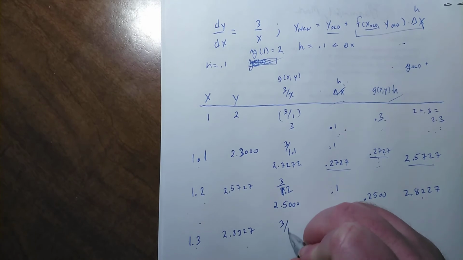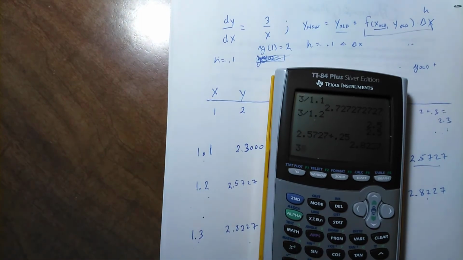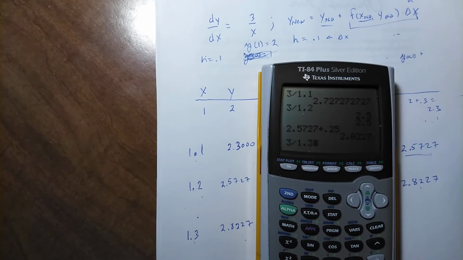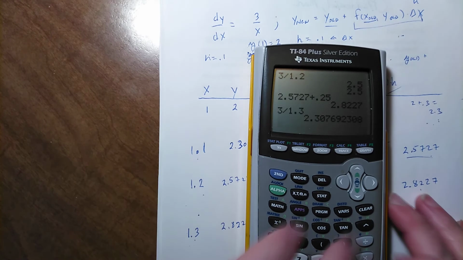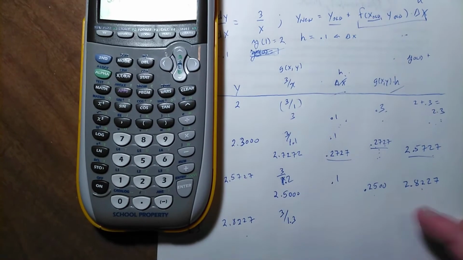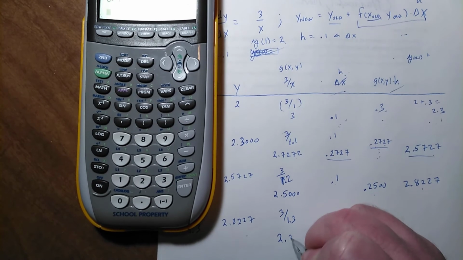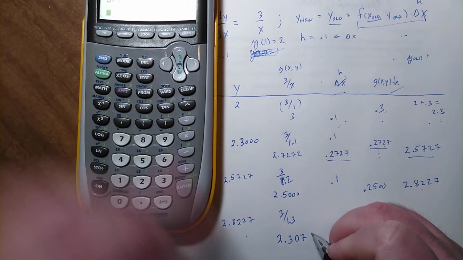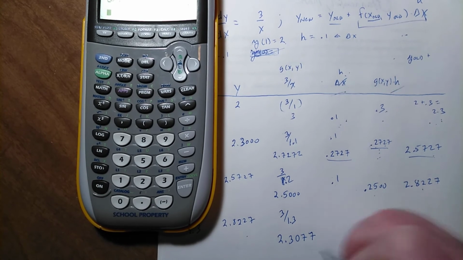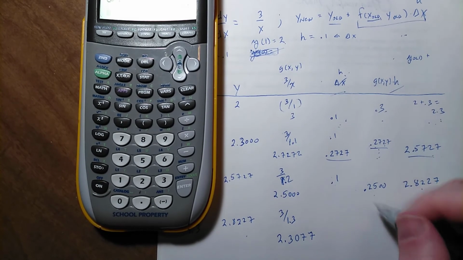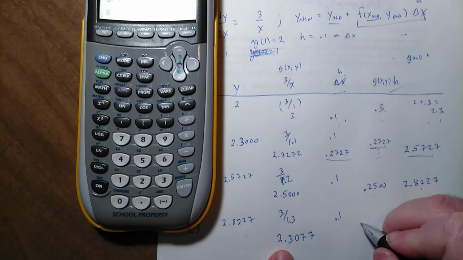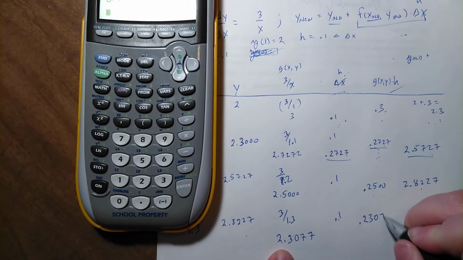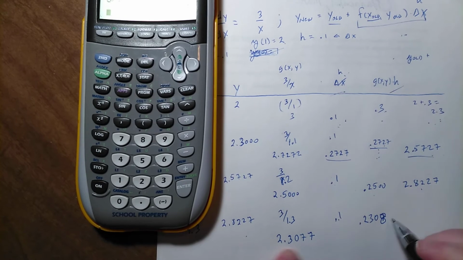So this is going to be 3 over 1.3. Let's have a look at what that is. So that's 3 divided by 1.3. Okay, and we ended up with 2.30769 and some change here. So we're going to write this down. This is 2.3077, because we'll round up to that 4th decimal place. Again, h is 0.1. We're just going to leave that in. Multiply the two of them together. So we just move the decimal point. That's 0.2308, because we're rounding to 4 decimal places.